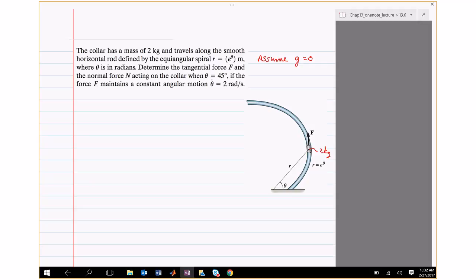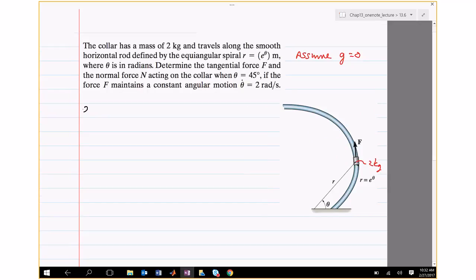So let's write what's given to us. Theta dot is equal to 2, theta equals 45 degrees, and theta double dot equals 0. Mass is 2 kg. Okay, assume that gravity is 0, so this is again in the horizontal plane. What else? r equals f of theta.